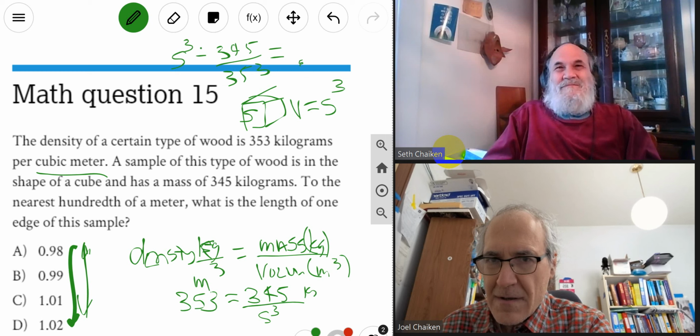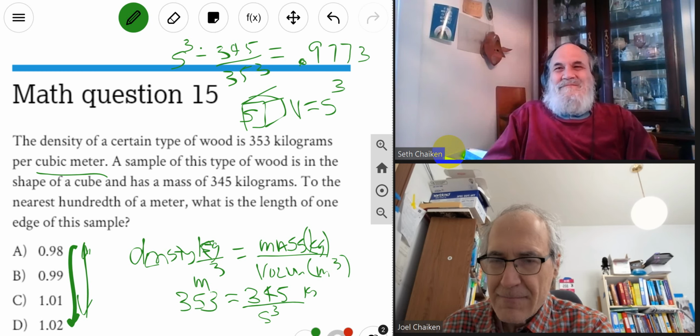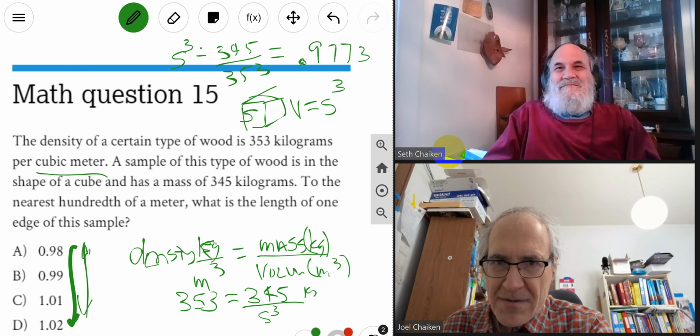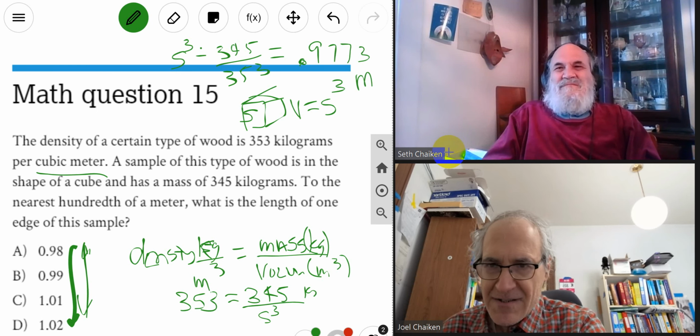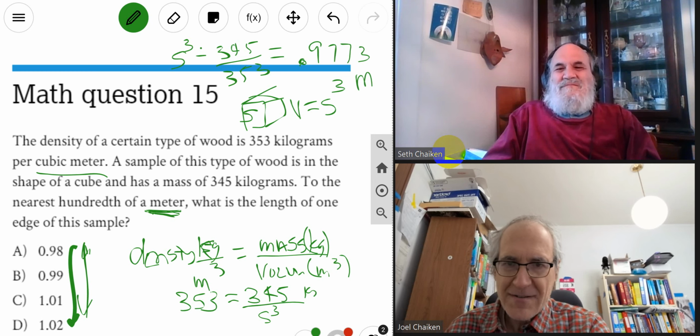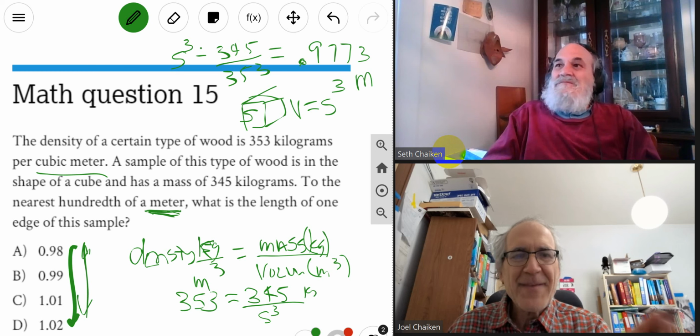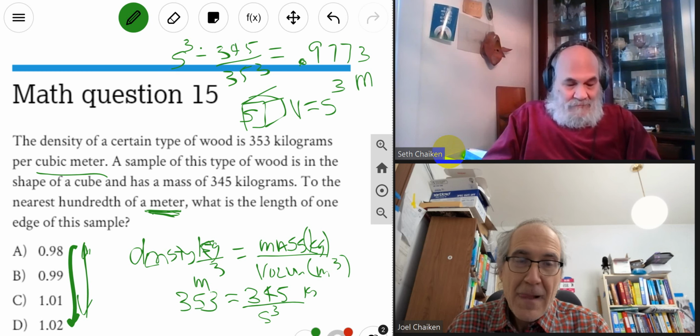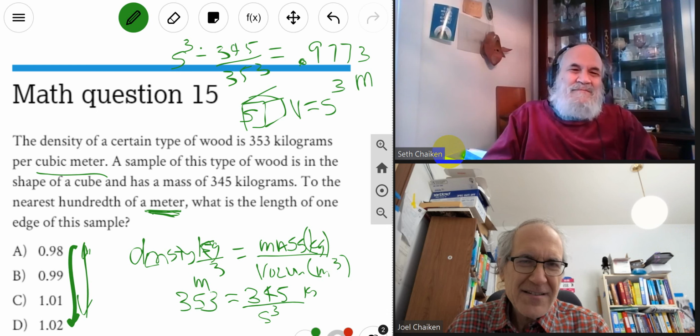Which is 0.9773, and that's in meters, right? Oh, that's nice. To the nearest hundredth of a meter. So that means to the nearest penny, right? To the nearest hundredth of a dollar means to the nearest penny. So isn't that 0.98, because you round this up?